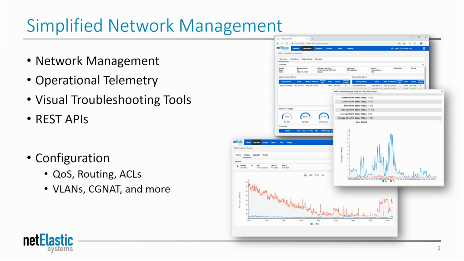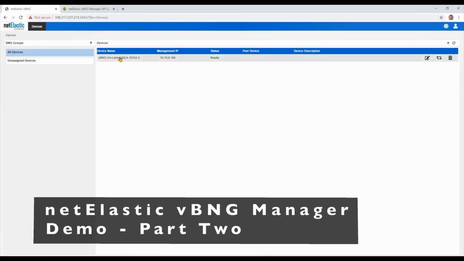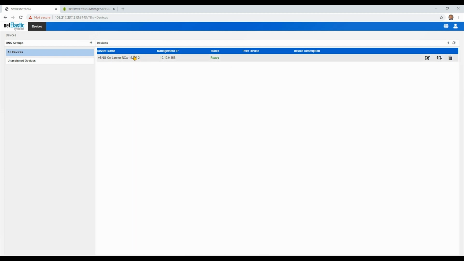In today's demo, we're going to look at the configuration menus, which include building your QoS profiles, setting up routing, ACLs, and much more. Our customers really like the BNG Manager for its power, ease of use, and how it really helps them manage their network. Once again, as you log into the BNG Manager, you can see a list of all of the BNGs across your network, and even by groups for HA.